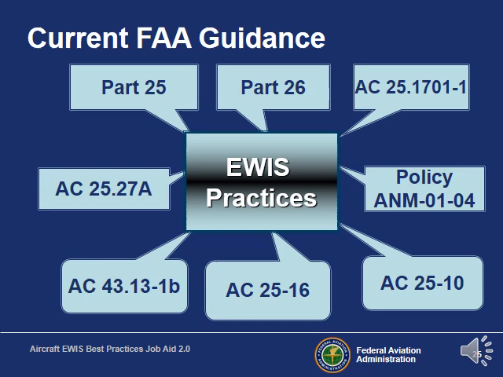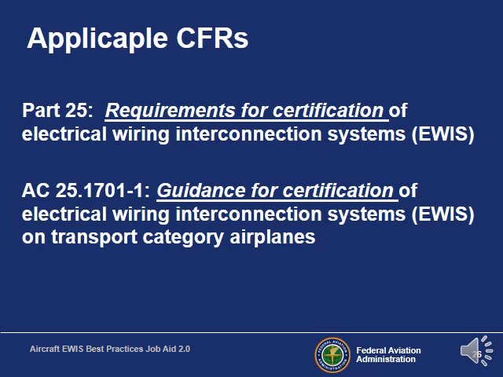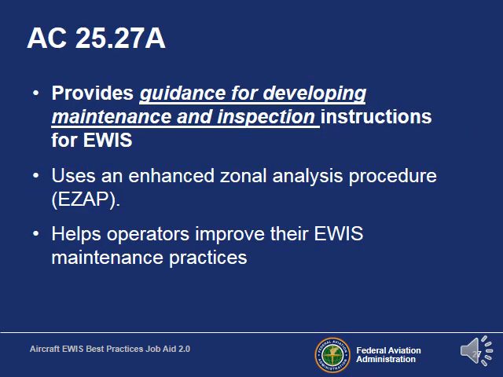Now, as with anything in the government, there are, of course, a ton of rules and laws regulating the electrical wiring system. So we'll take a look at a few of them. First of all, Part 25 focuses on certification. This is a guidance to the manufacturers in helping the manufacturers create proper electrical wiring systems. It also helps the manufacturers develop maintenance and inspection instructions.